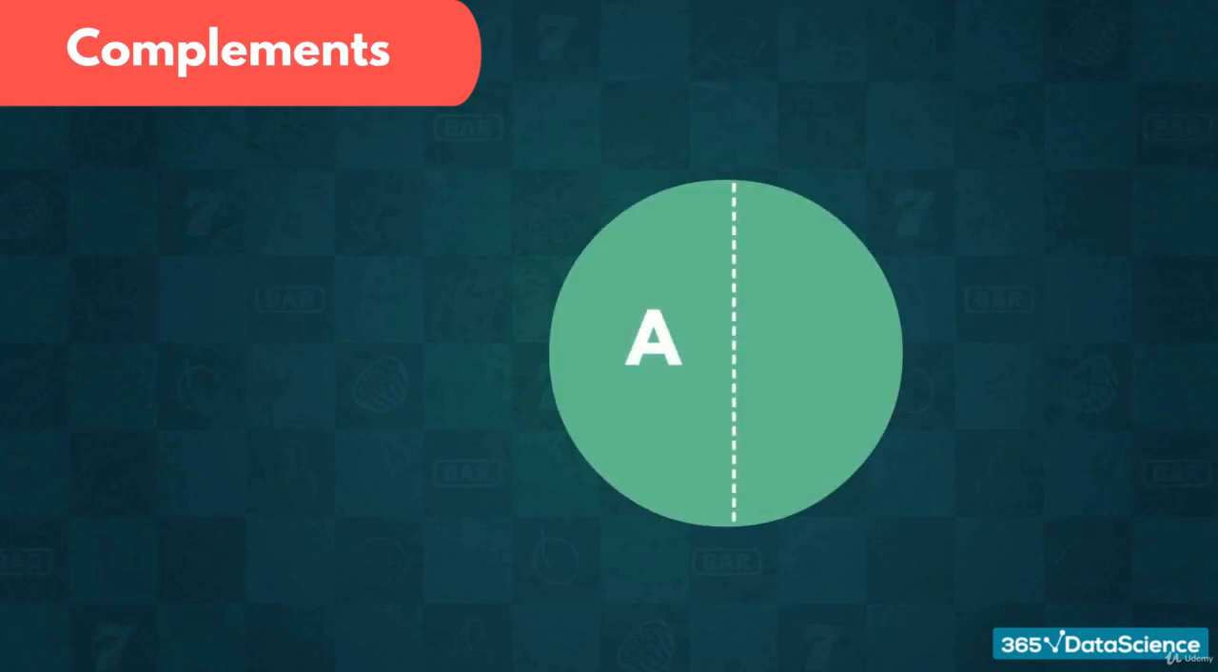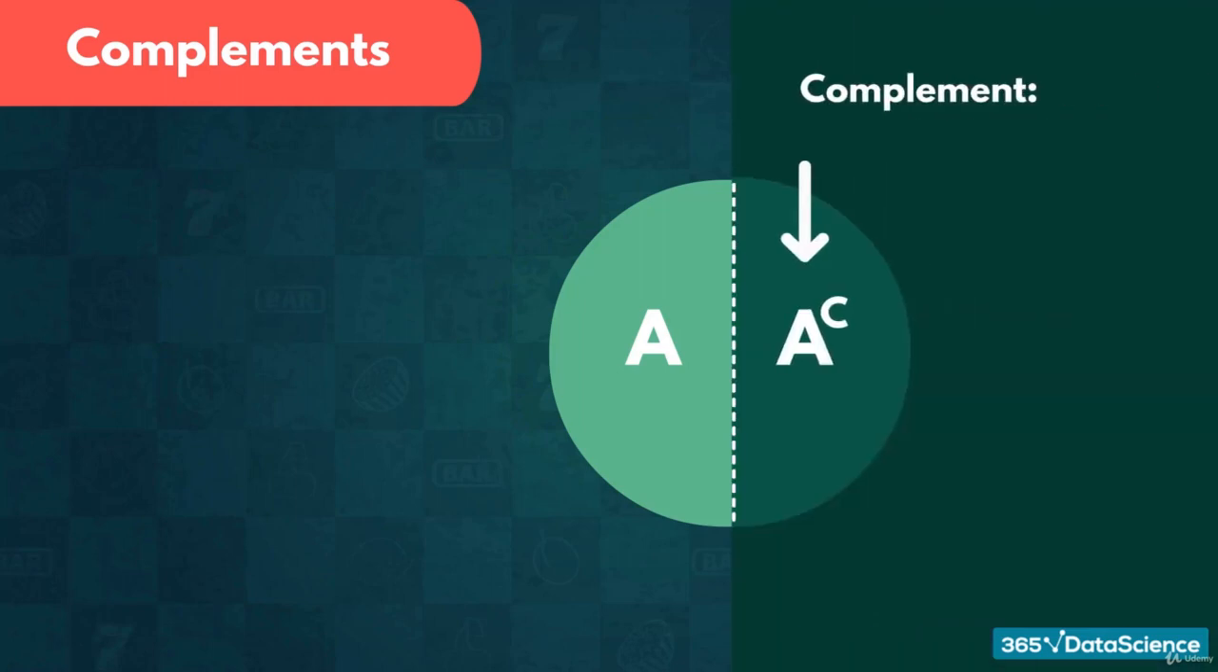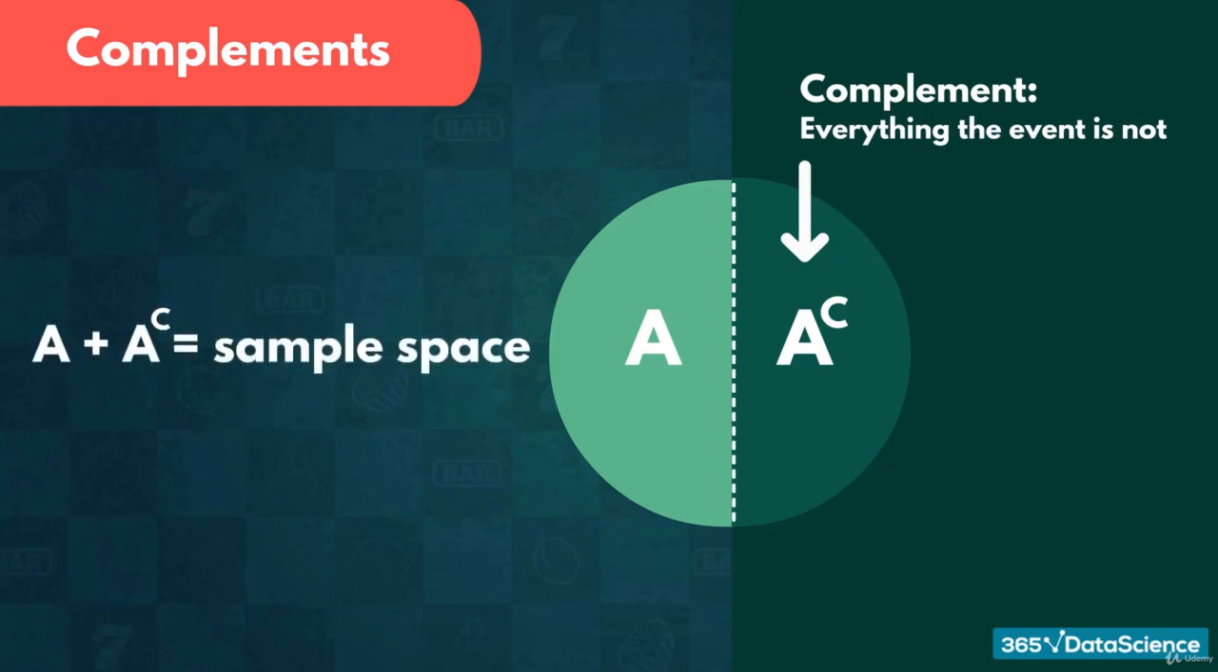Welcome back, folks. Before we continue to the next section of this course, let's talk about some of the characteristics of probabilities and events. For starters, let's define what a complement is. Simply put, a complement of an event is everything the event is not. As the name suggests, the complement helps complete the rest of the sample space.